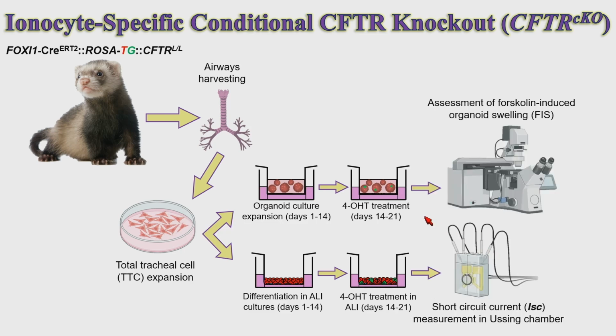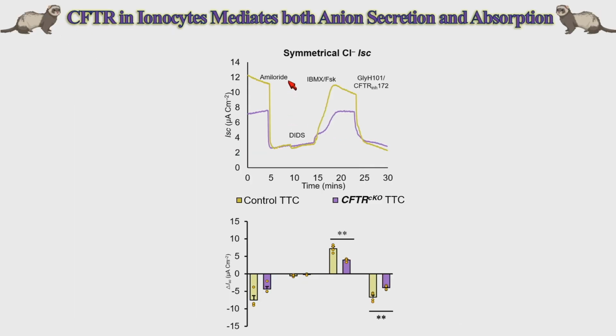Then at day 21, we used organoid cultures for assessment of forskolin-induced organoid swelling, and we used ALI cultures for measuring the ISC in Ussing chamber. Our data from ISC measurements demonstrated that the cultures with ionocyte-specific deletion of CFTR under symmetrical chloride buffer have significantly reduced forskolin-induced CFTR secretory activity as opposed to the control group.